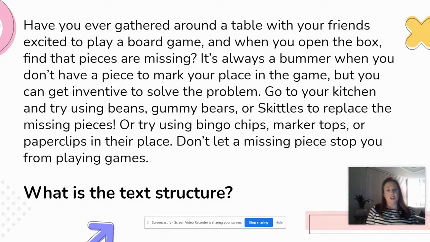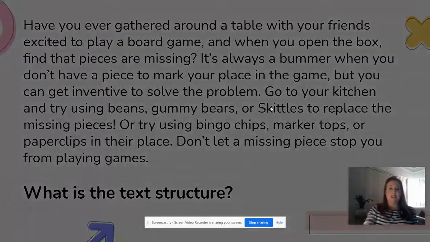Have you ever gathered around a table with your friends excited to play a board game, and when you open the box, find that pieces are missing? It's always a bummer when you don't have a piece to mark your place in the game, but you can get inventive to solve the problem. Go to your kitchen and try using beans, gummy bears, or Skittles to replace the missing pieces. Or try using bingo chips, marker tops, or paper clips in their place. Don't let a missing piece stop you from playing games. Okay, so I'm going to give you a minute to figure out what is the text structure of this passage.